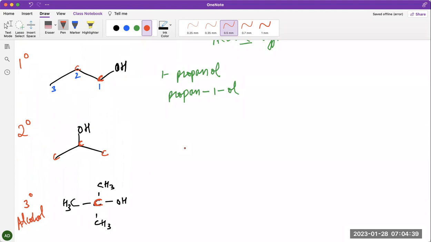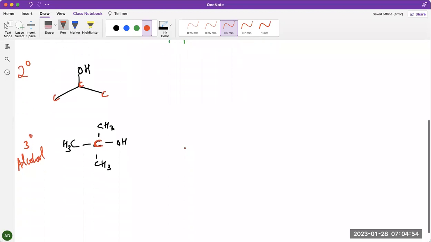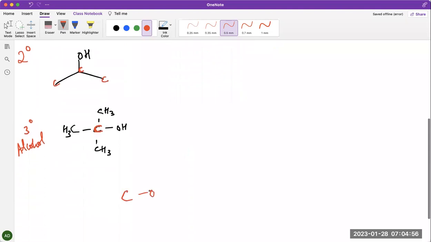Would it be possible to have a quaternary alcohol, which would mean a carbon bonded to four carbons? No, that is not going to be possible, because the carbon which is bonded to the OH, since it is still an alcohol, would be attached to four carbons. Then this carbon has five bonds, which is not possible. So that's why we do not have quaternary alcohols.